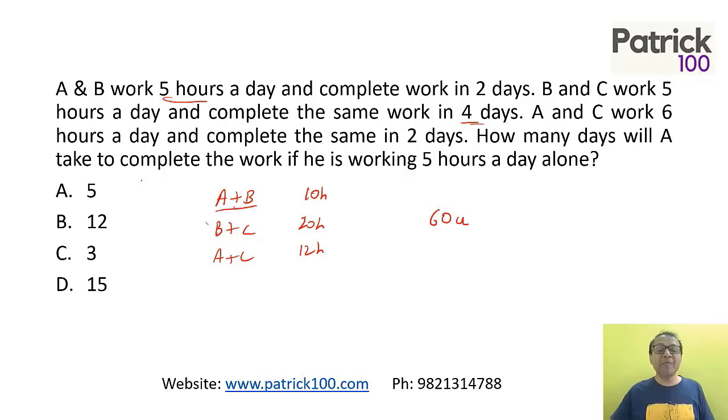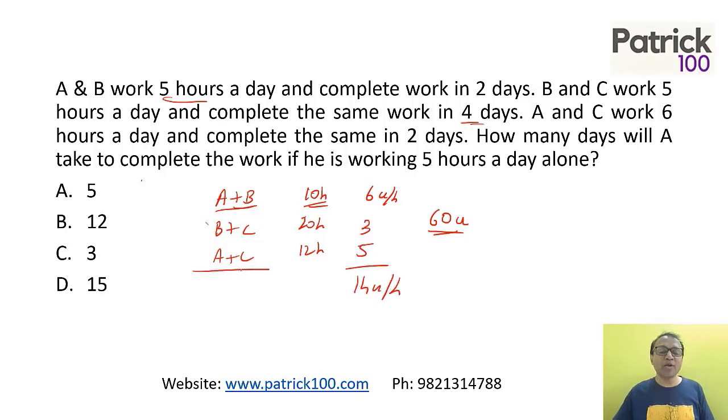So in which case A and B will do 6 units per hour. So 60 units in 10 hours. 60 upon 10 is 6 units per hour. Same way B and C will do 3 units per hour, and A and C will do 5 units per hour. So together they will do 14 units per hour.